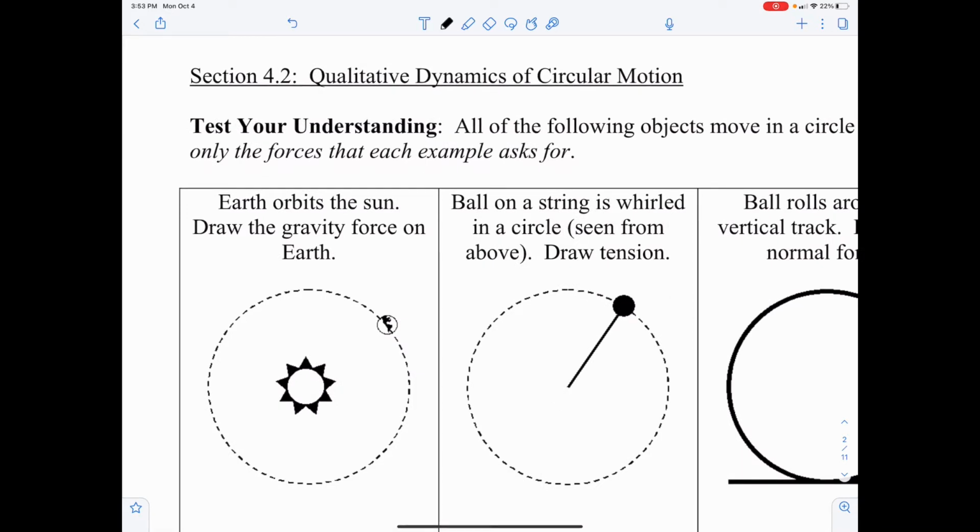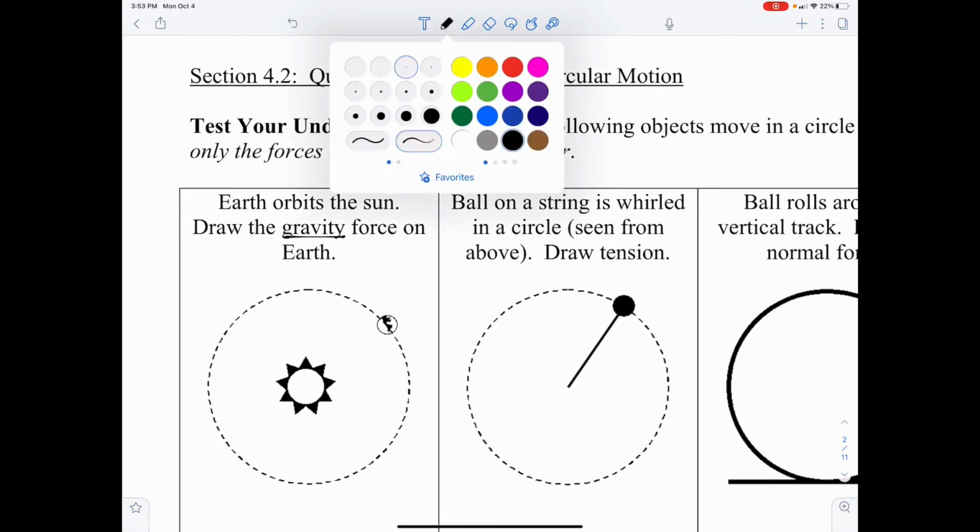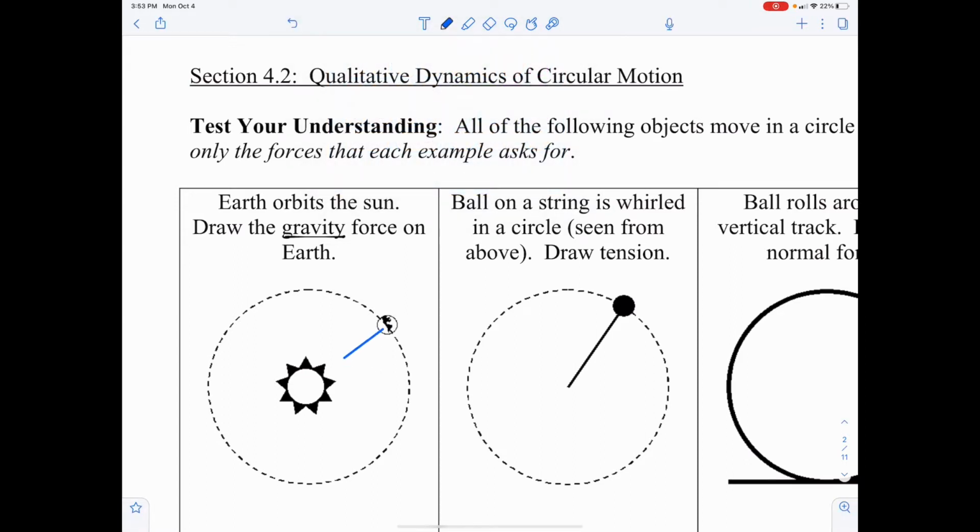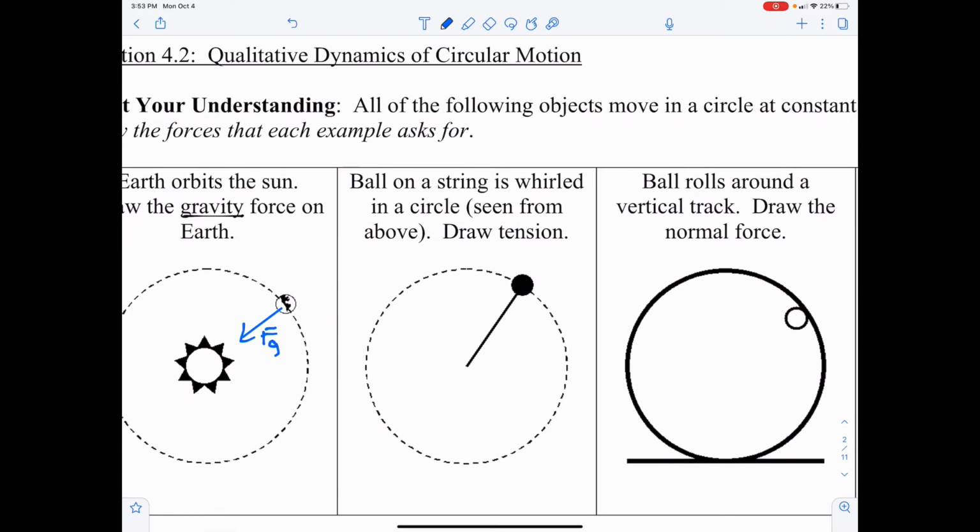Well, the force here would be a gravity force, so we can draw an arrow from the Earth to the sun, labeled F sub g. A ball on a string is whirled in a circle as seen from above. So this is a horizontal circle. Draw the tension. Tension would be pulling towards the middle of that circle.